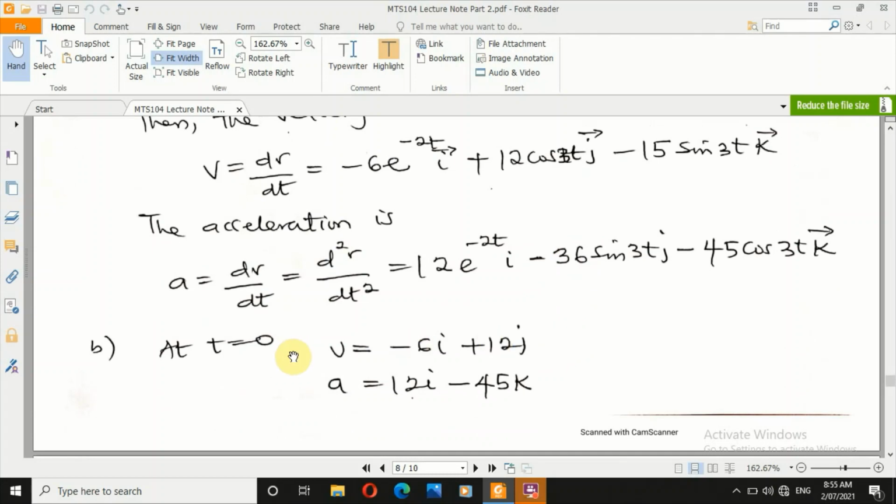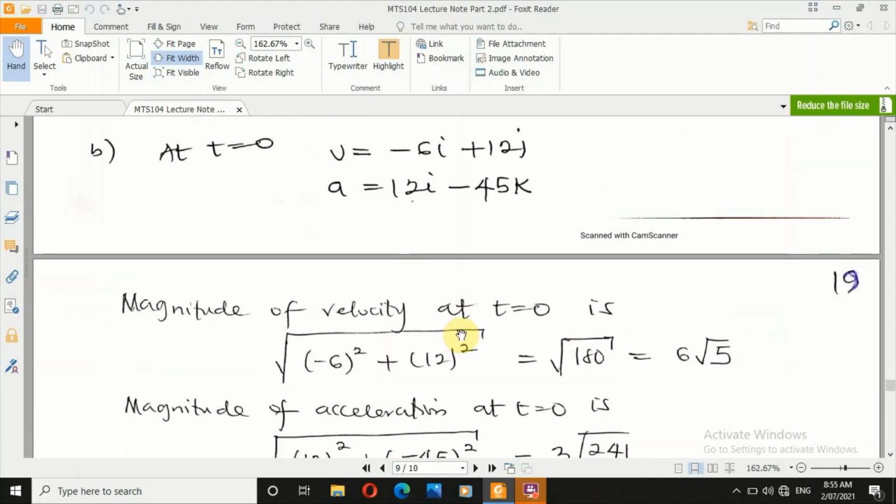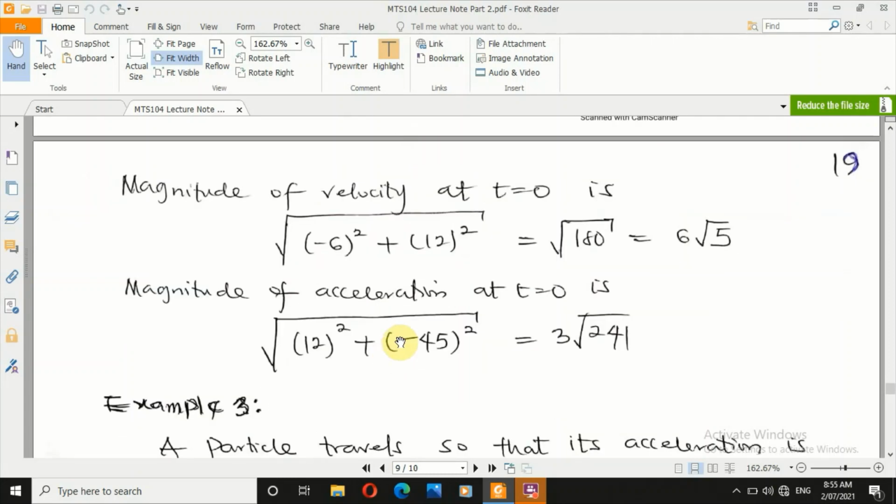Then let's get the velocity at t equals 0. This is the vector now. Then what about the acceleration at t equals 0? This is it. So what about the magnitude now? The magnitude of the velocity at t equals 0 is found by taking the square root of the sum of the squares of each of the components. We do the same for the acceleration as well.